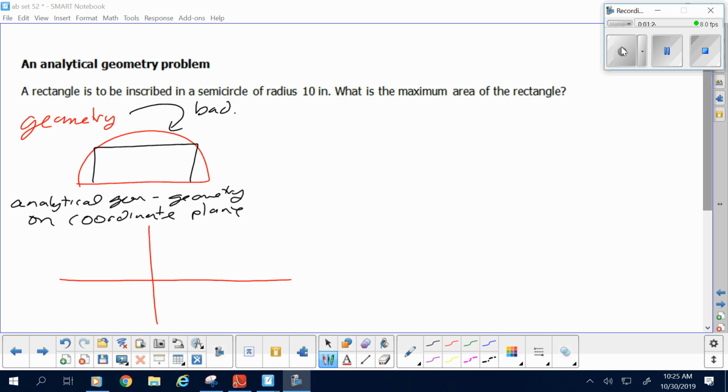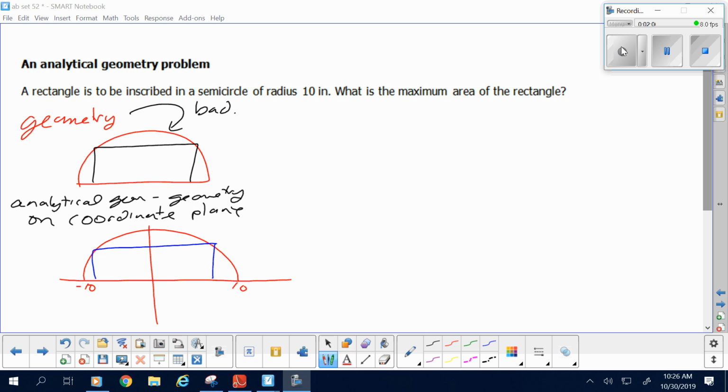If you put this semicircle on the coordinate plane, well, then everything gets a little easier. For example, if this circle has a radius of 10, then we know that we could write an equation for that circle. Now that it's a circle on the coordinate plane, we have lots of ways to write equations. And furthermore, when I do a rectangle inscribed, rather than call that some nebulous base and height, I can use x's and y's, and again, equations. You with me? Makes the problem a lot easier that way.